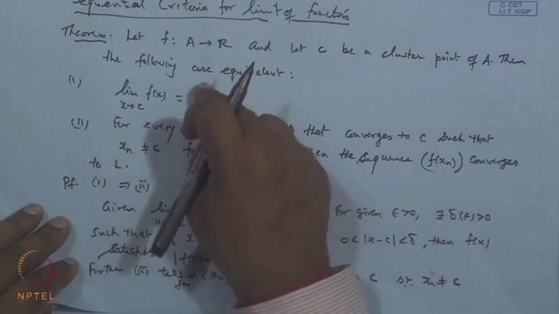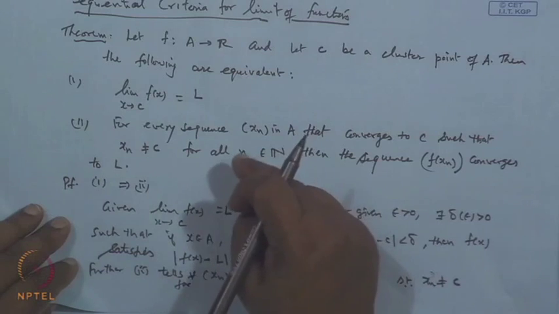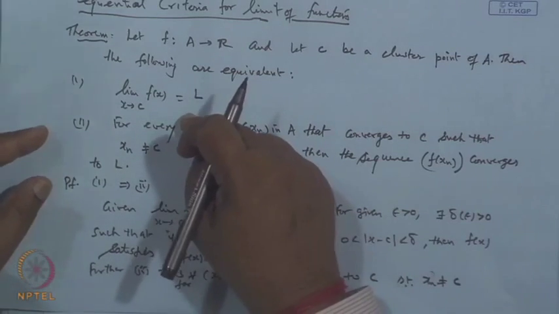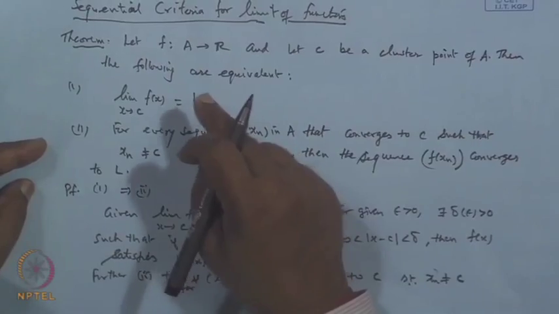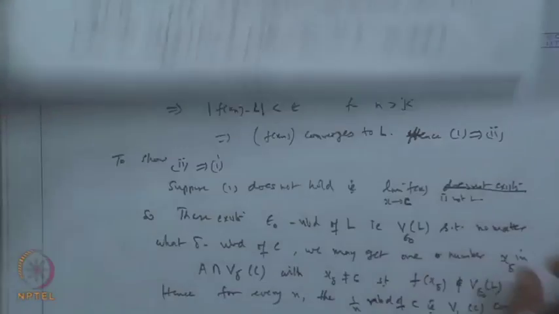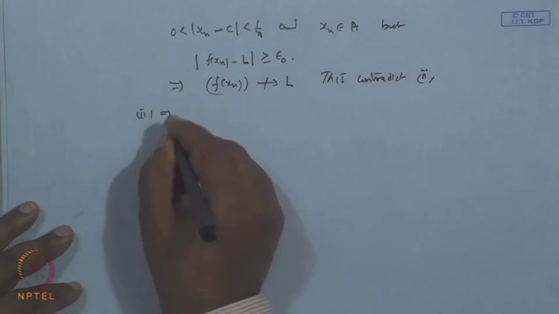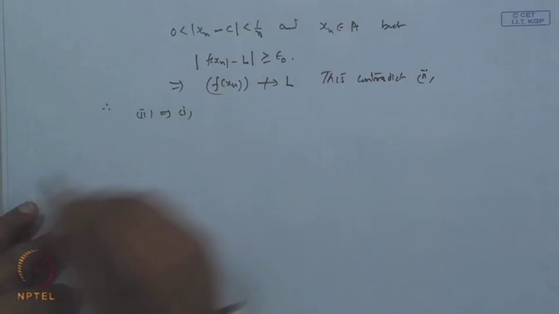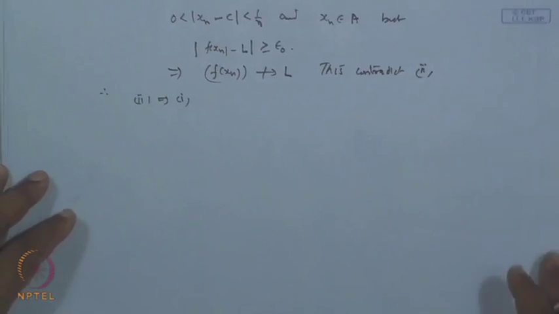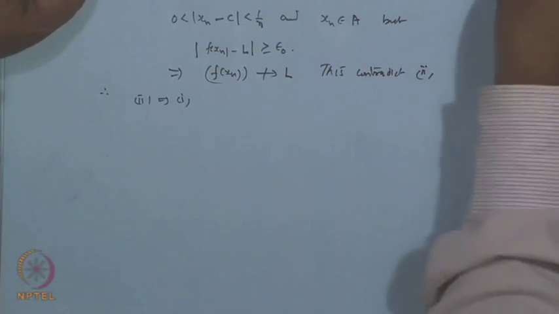So, 1 does not hold, that leads to a contradiction of 2. Therefore, our assumption is wrong. So, if 2 holds, 1 will definitely hold. So, definitely 2 implies 1. Therefore, 2 implies 1. So, this completes the proof. Okay.